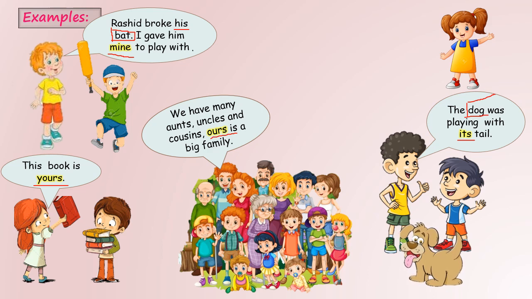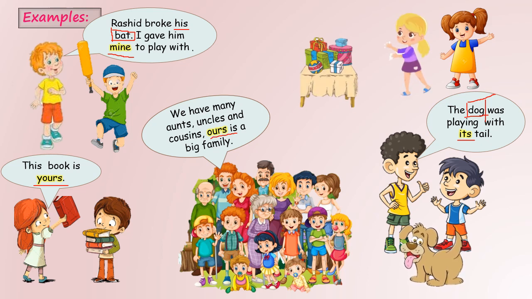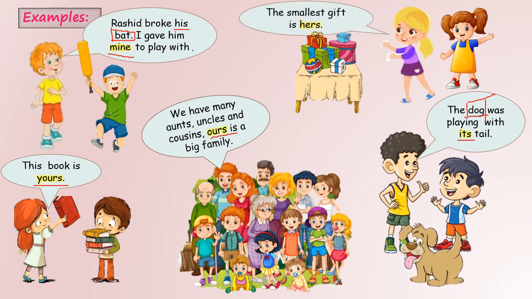Yes, and it is telling the ownership of the dog, not tail. It is telling the dog is owner of this tail. Is it clear, children? It is not telling the ownership of tail. It is telling ownership of the dog. Is it clear, children? That is why it is pronoun. Possessive pronoun, children. Now, next, see the last example.